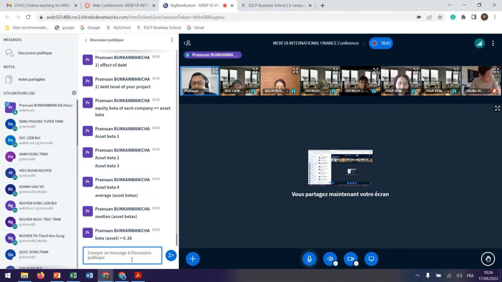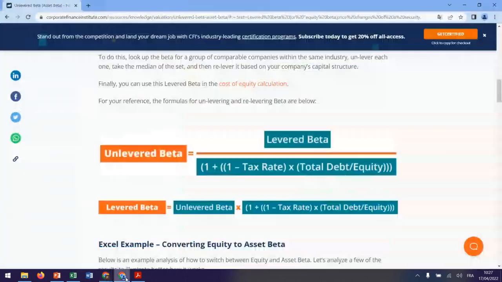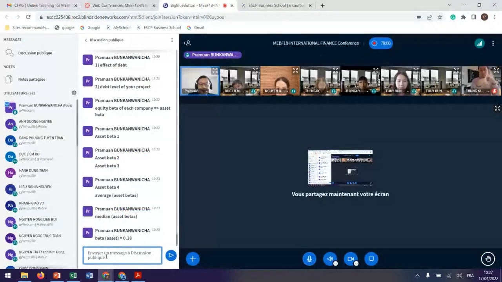Everybody follows? You use the formula of unlevered beta to get asset beta. You observe the levered beta from the stock market, and then you compute the unlevered beta of each one, and then you average it, or take the median.